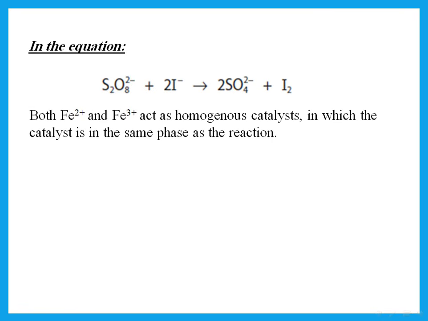So an example of homogeneous catalyst is when we have this reaction between thiosulfate and iodide to give sulfate ions plus iodine. This reaction is slow. We need a catalyst. We use iron 2+ or iron 3+ solutions. So all of these are solutions. Then it is a homogeneous catalyst. The catalyst is in the same phase as the reaction.